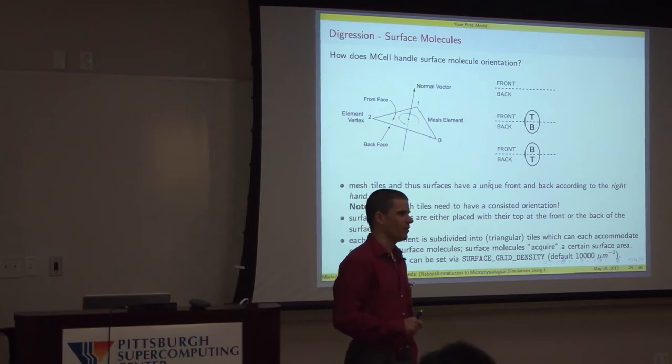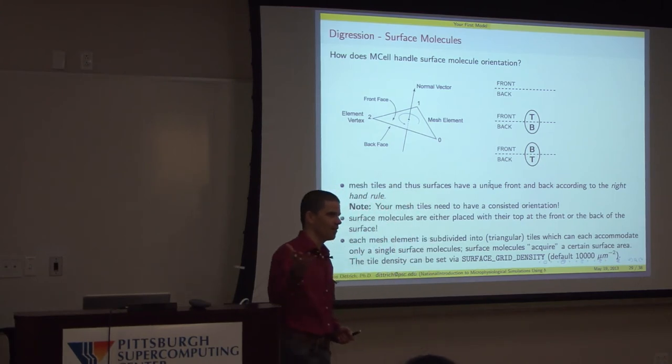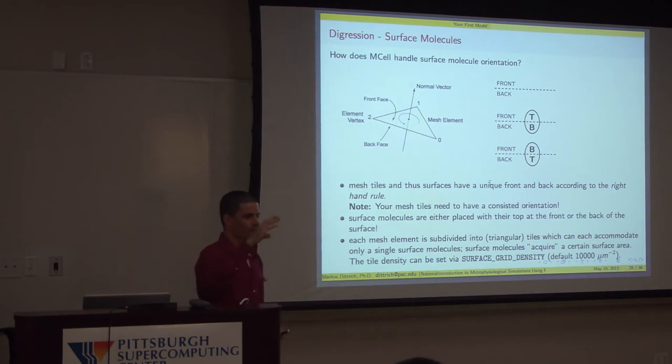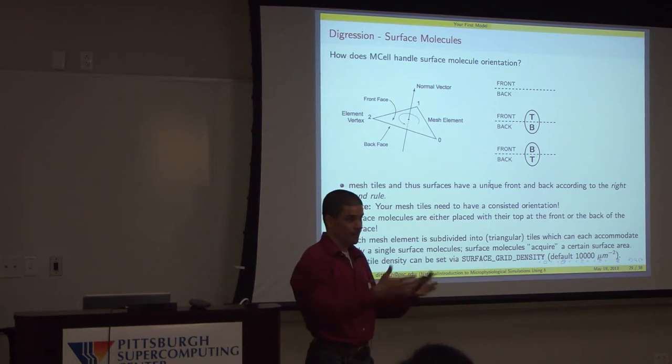It may not be that case, right? So if you're just simulating a whole cell, and your normal vector sticks to the outside, then your top would be extracellular, and your front would be extracellular, and your back would be cytoplasmic. But depending on what you're simulating, this may or may not be the case.